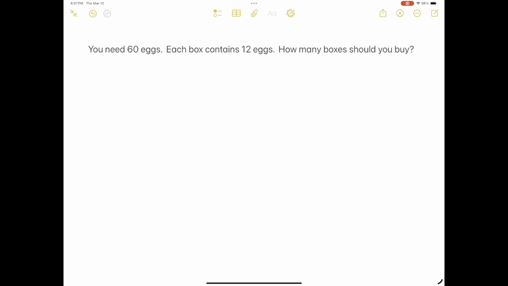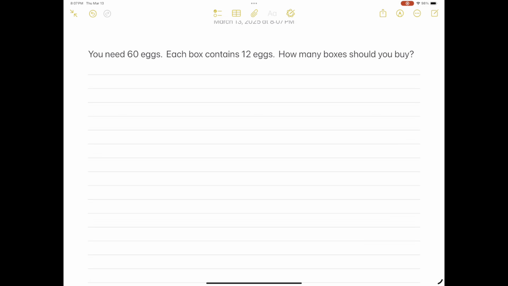You need 60 eggs. Each box contains 12 eggs. How many boxes should you buy? With word problems, it always helps to first write down the facts of the problem. So we have 60 eggs that are needed, and each box contains 12 eggs. So we write down 12 eggs in each box.